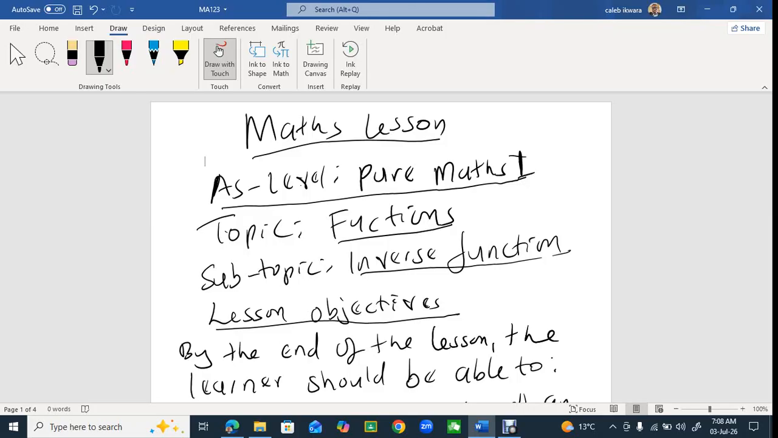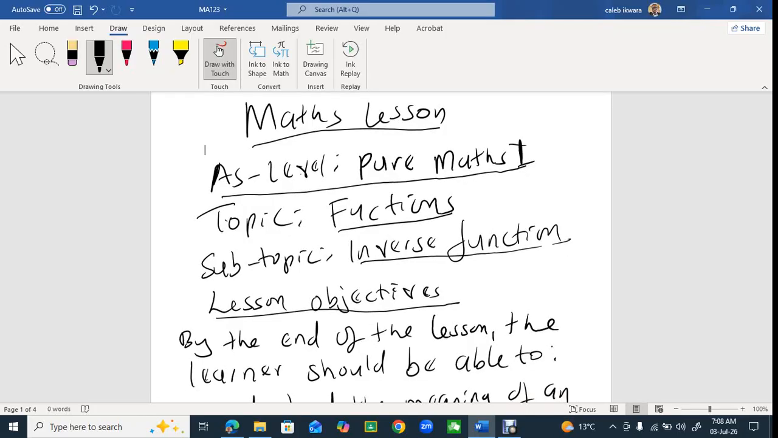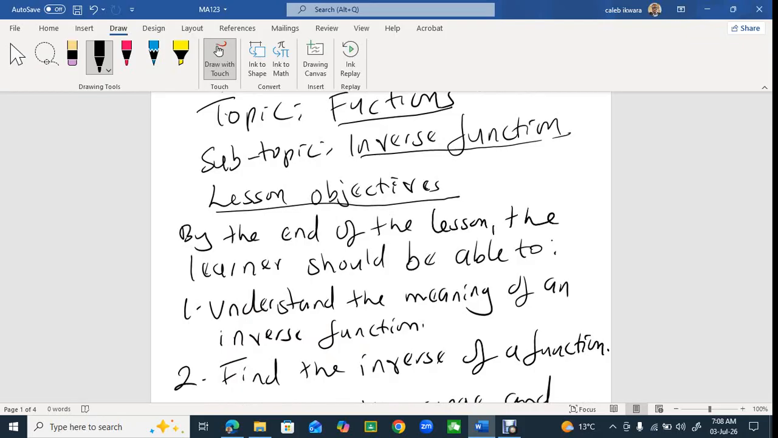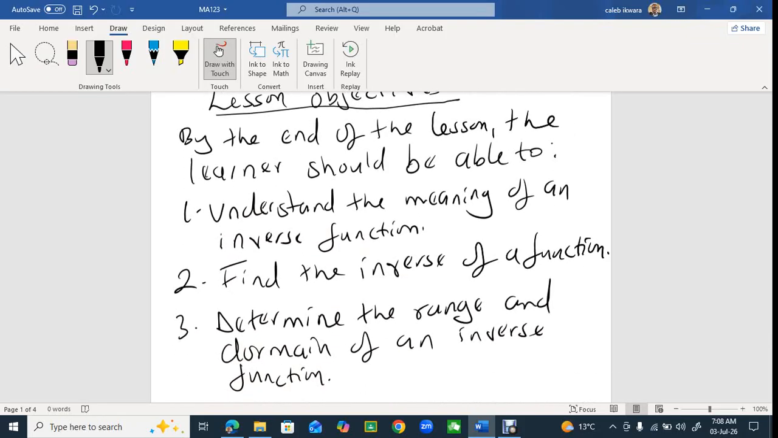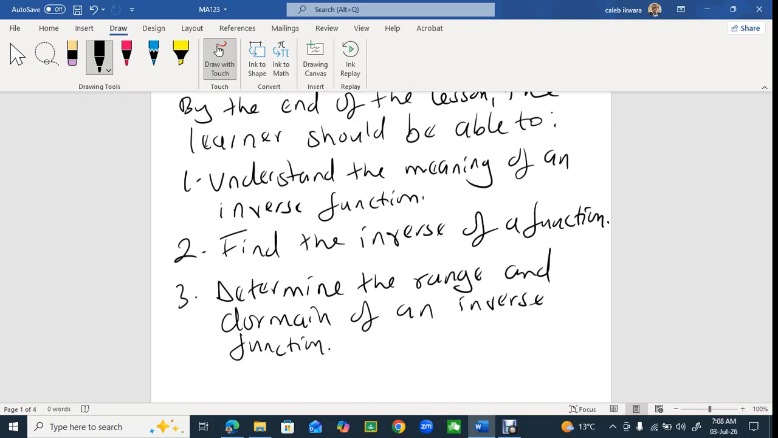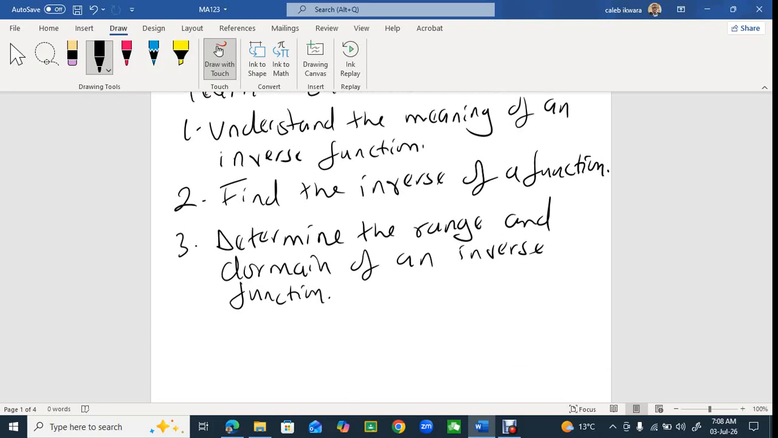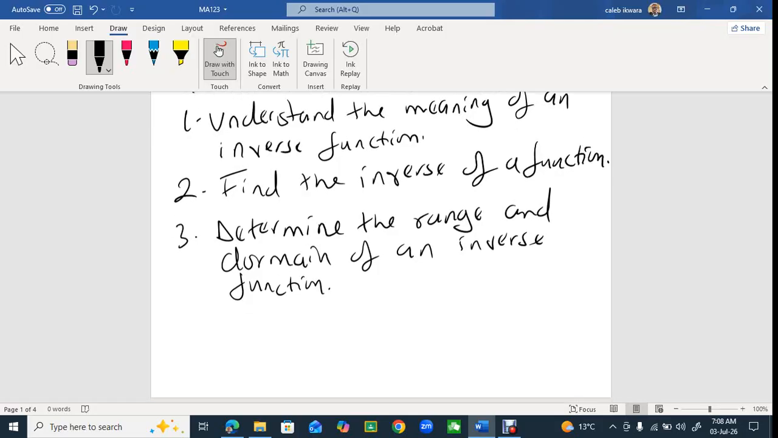Today our math lesson will be on pure maths, that's A level. The topic is functions and the subtopic is inverse functions. Our lesson objectives are, by the end of the lesson, the learner should be able to: 1. Understand the meaning of an inverse function. 2. Find the inverse of a function. 3. Determine the range and the domain of an inverse function.